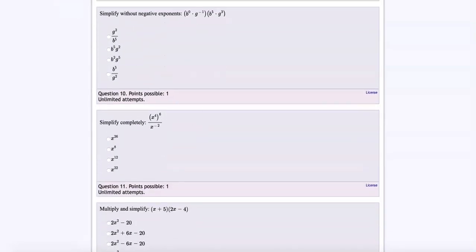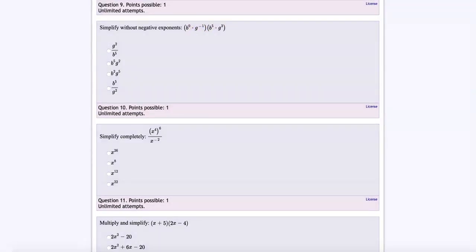Okay, question 10. Simplify without negative exponents. So we have b to the 0, and hold on, let me change the scroll here so you can actually see this problem. Okay, b to the 0 is just 1. Anything raised to the 0 power is just 1. So I have b to the 0 and b to the 5th. If you add the exponents of 0 and 5, you get 5. So I have b to the 5th still.